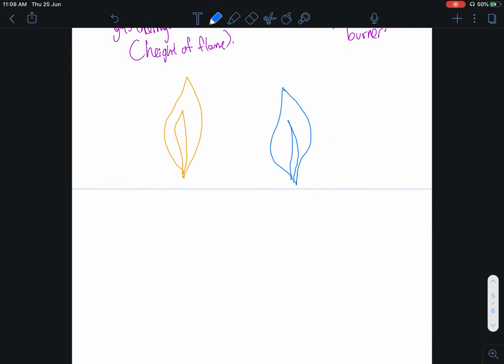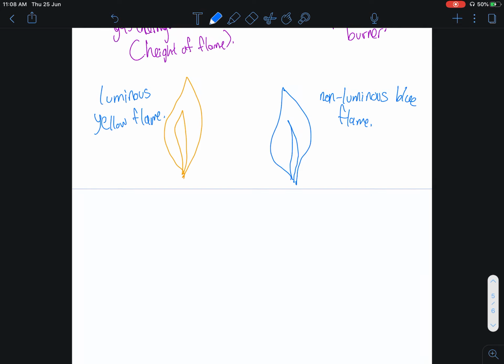So let me label here: non-luminous flame, luminous flame. This is also required in the exam, so do take note of the difference. Not blue, sorry. Non-luminous blue flame for better coloration, luminous yellow flame.